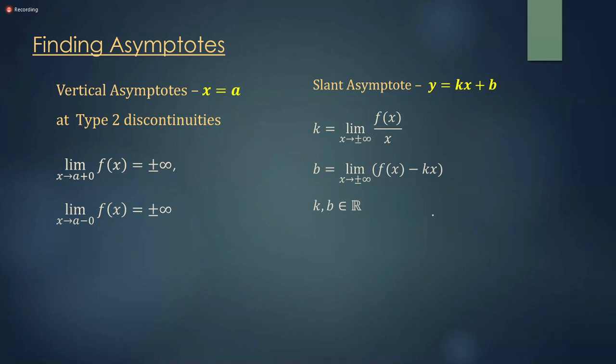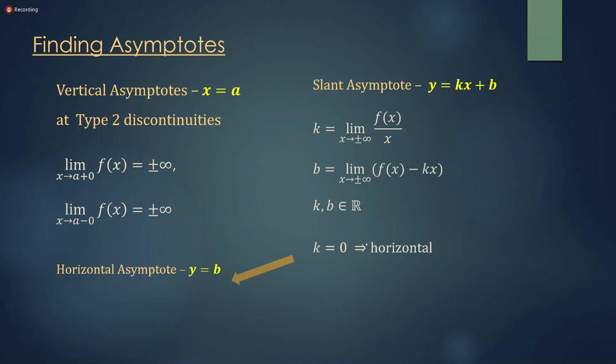And of course, in the end, you have to write the equation of the asymptote. If k is 0, again, something you should remember, then the slant asymptote becomes horizontal. Slope is 0, so we basically get y equals b. Horizontal asymptote.